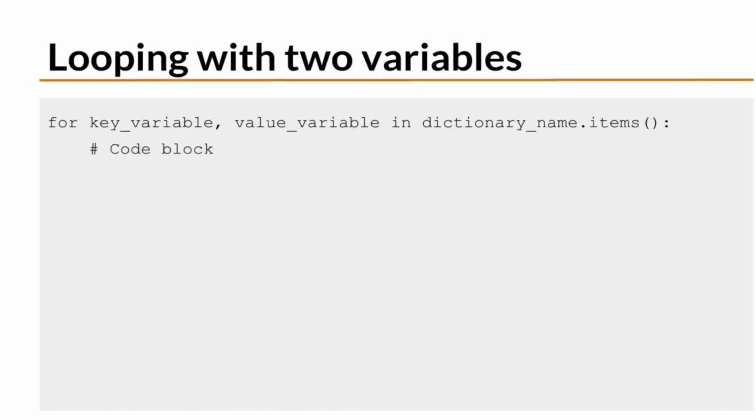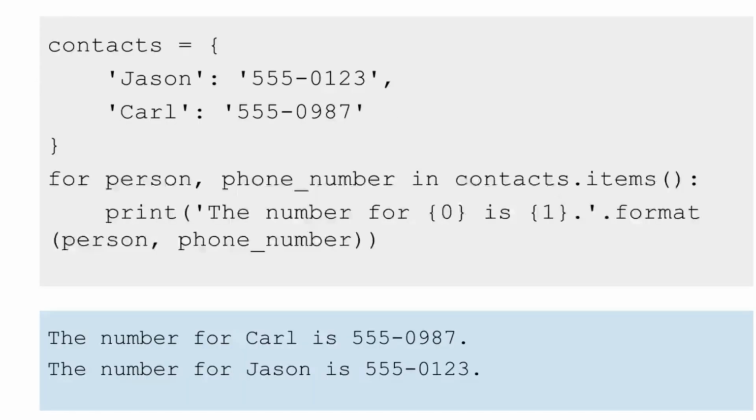You can also use two variables when defining a for loop to process items in a dictionary. The first variable will contain the key, while the second one will contain the value. In the example on your screen, the person variable will be assigned the key from the contacts dictionary, while the phone_number variable will be assigned the associated value. Note that this code is functionally equivalent to the previous example.